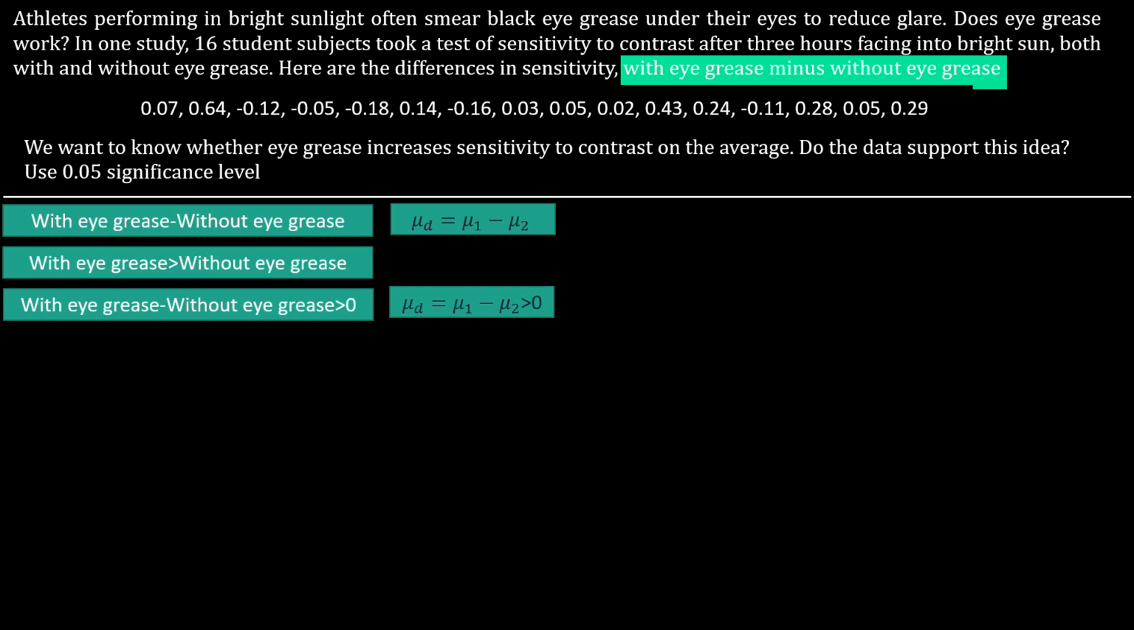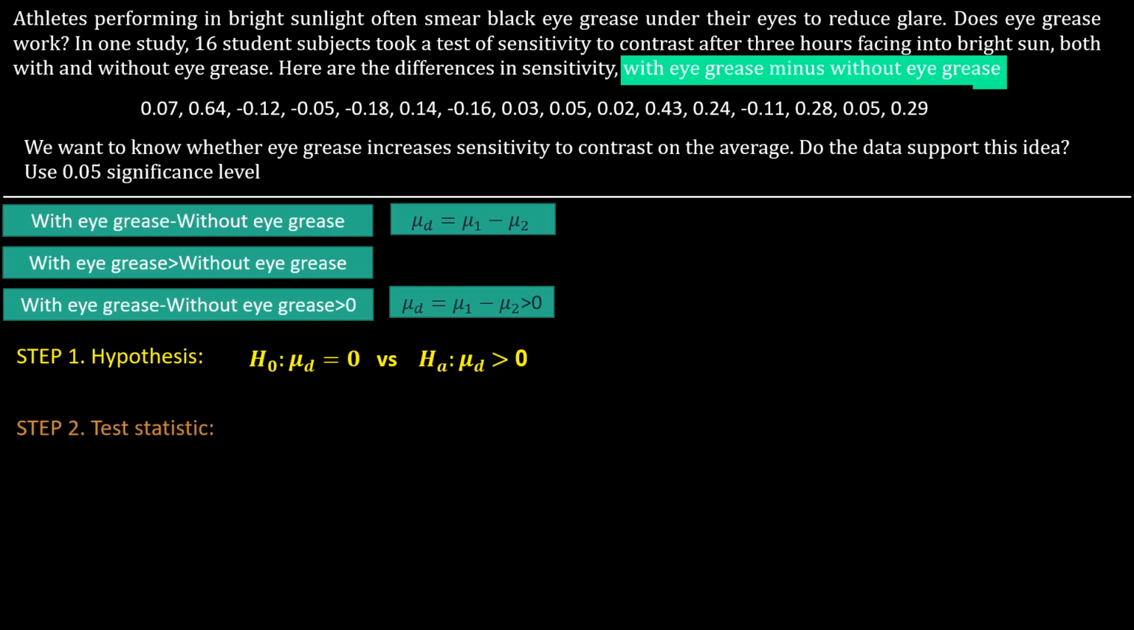If average of the differences greater than 0, mu1 greater than mu2, then what are the null and alternative hypotheses? Mu d equals 0 and mu d greater than 0. Why? Go back to the claim if you don't understand. We want to know whether eye grease increases sensitivity. Eye grease increases sensitivity means mu1 should be greater than mu2, or mu1 minus mu2 greater than 0. Mu1 minus mu2 greater than 0 means mu d should be greater than 0.